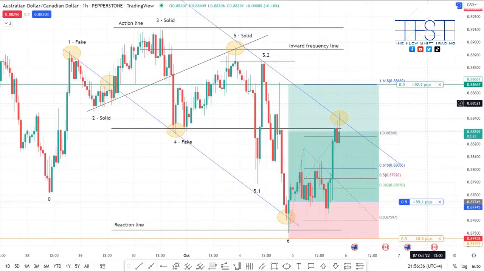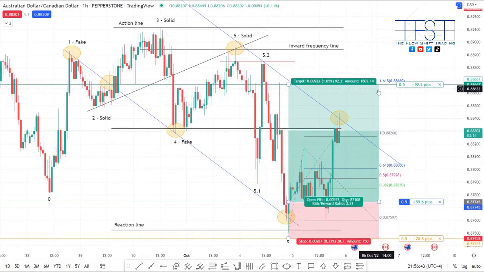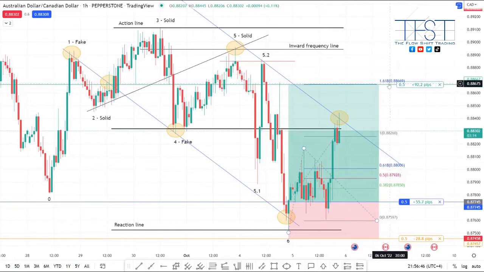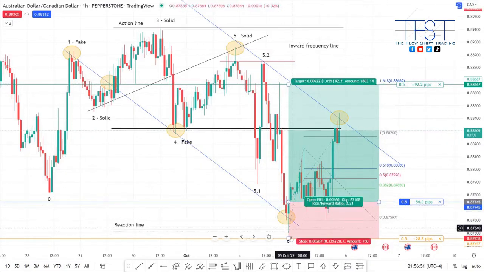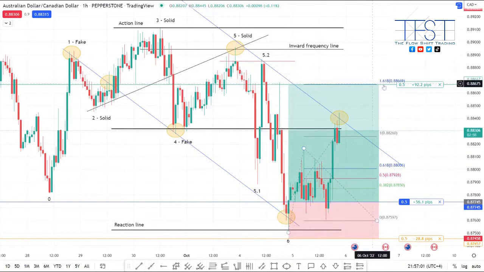Pero, hindi tayo dyan nag-target for two main reason. Why? Kasi, this is an inward frequency line which correlates sa 161.8% Fibonacci ratio, plotting a Fibonacci expansion tool doon sa minor low, high and low. Makikita niyo yan. Low, high, low. And dito na project yung 161.8 ratio correlating dito sa inward frequency line coming out from number 5.2. Kaya dyan tayo kumuha ng target.